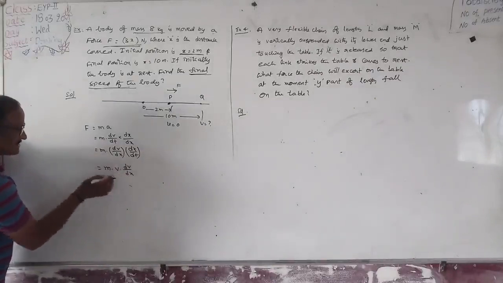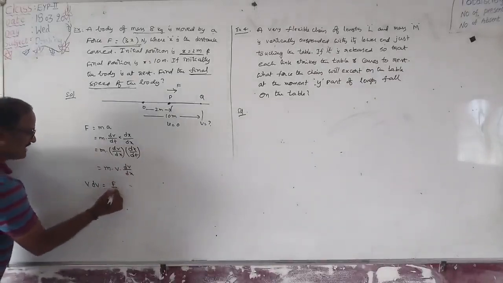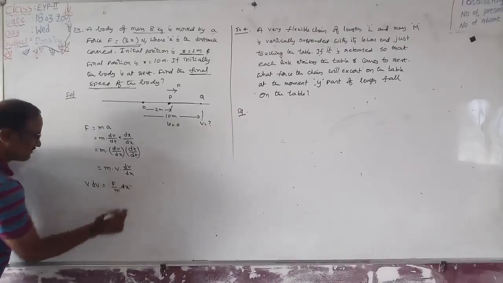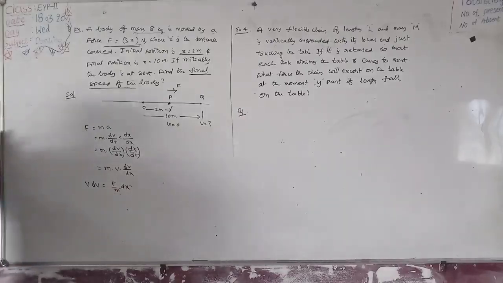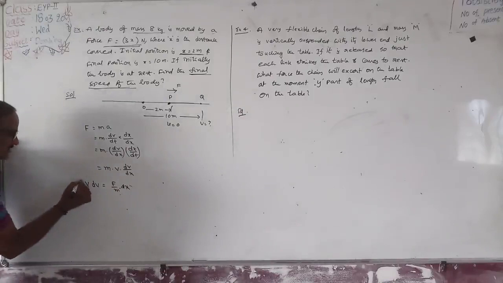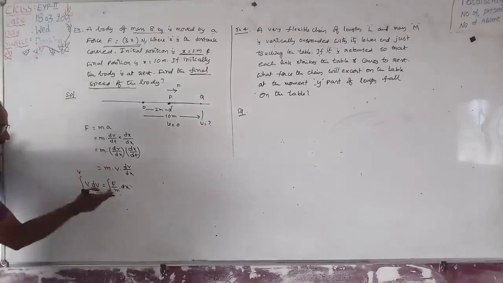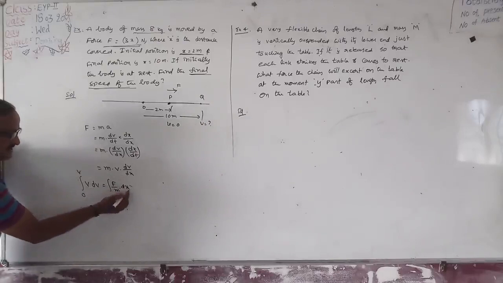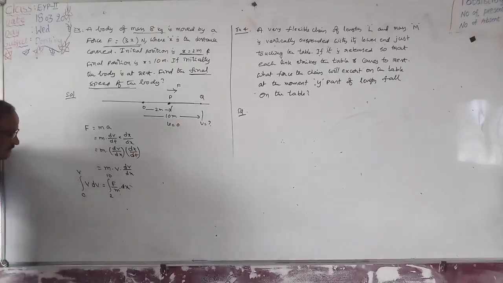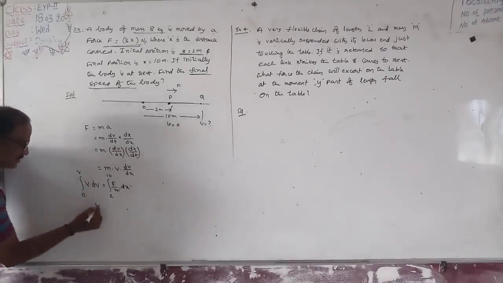to F by m into dx, right? Taking the integration of both sides. Here the velocity is changing from 0 to v, and here displacement dx is the variable. Displacement will change from 2 to 10. Okay, integral v dv is equal to what?